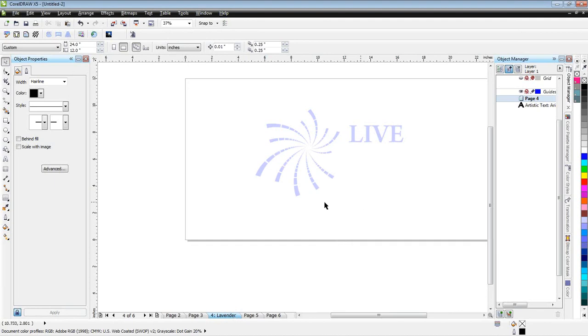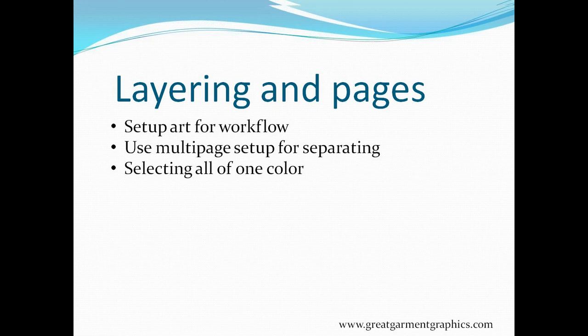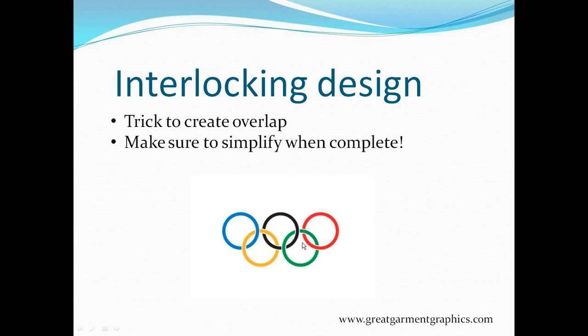And now at the bottom I know that that's that color, and that's what I'm going to send to the cutter. So that's very simply how we set up the artwork for workflow, multi-pages and separating it out in there so it's simple to output to my cutter, and selecting all of one color across the entire image. Now I've got a kind of a neat project for the last thing here. I'm going to create an overlap, and I'm going to try to recreate the Olympic rings here. So let's go and take a look in Corel.